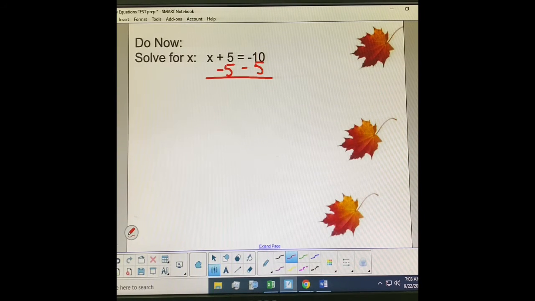Please work on the do now. Subtract 5 from both sides. x equals negative 15.